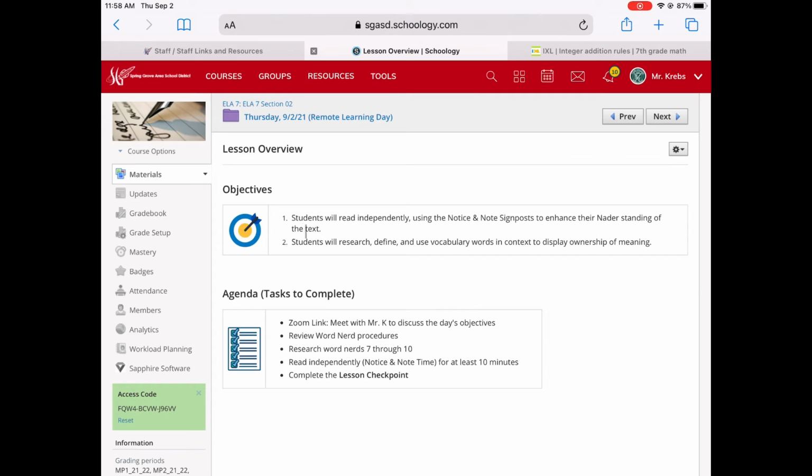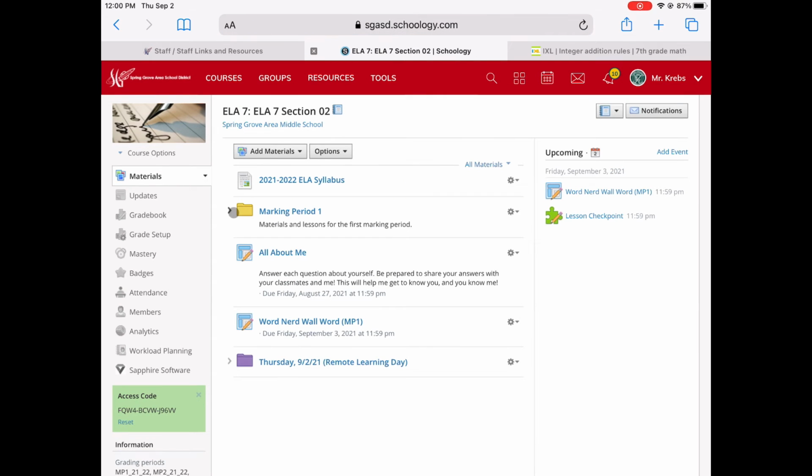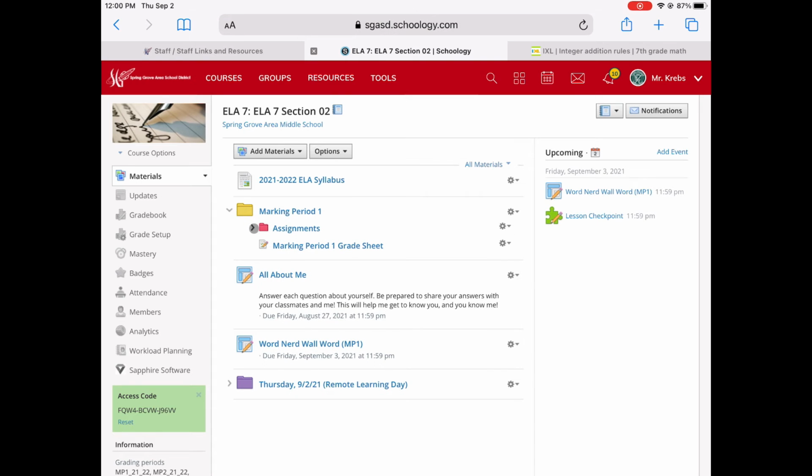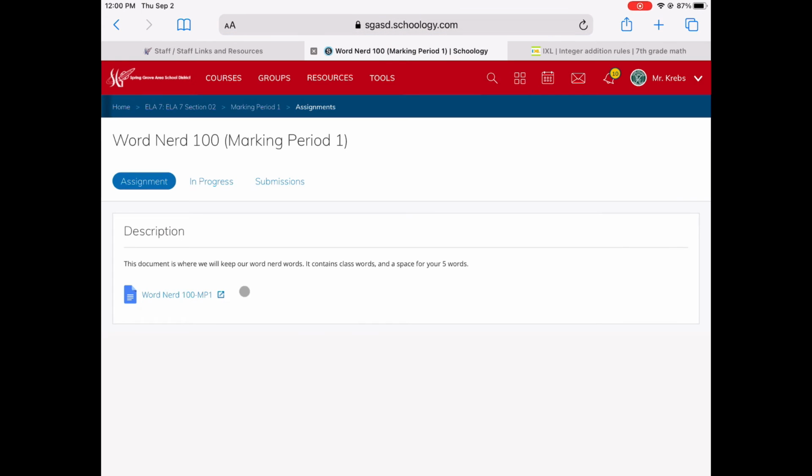So we're going to meet hopefully. We're going to go over procedures for your Word Nerd document. And then we're going to do a little bit of Word Nerd research. And then hopefully you also have time on your own to do a little independent reading. And that's the goal here. Now if you remember, the Word Nerd document is actually back in this marking period 1 folder under assignments, and it's in that assignment that says Word Nerd 100 marking period 1.